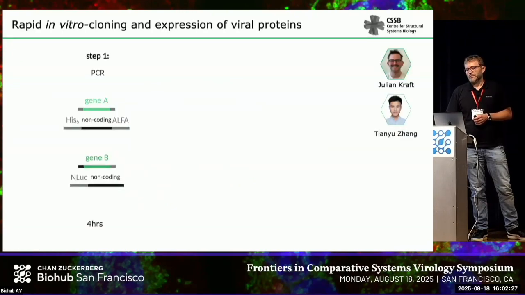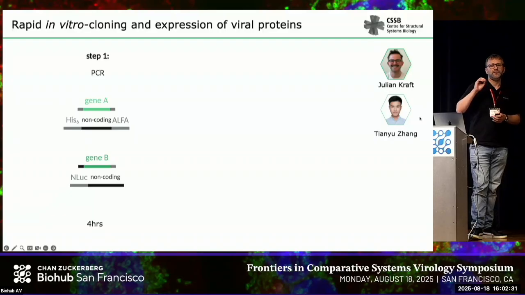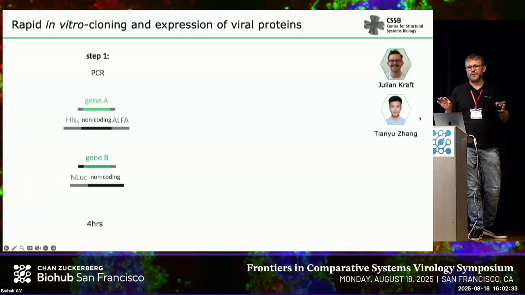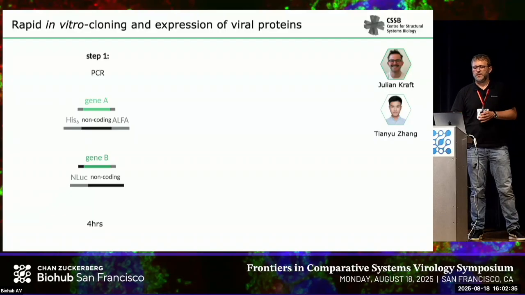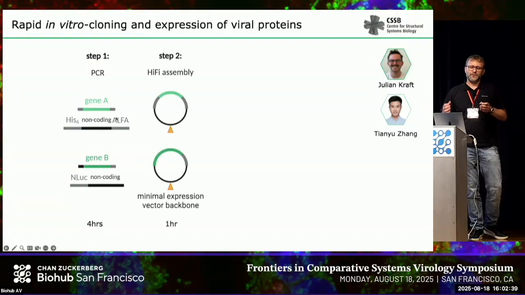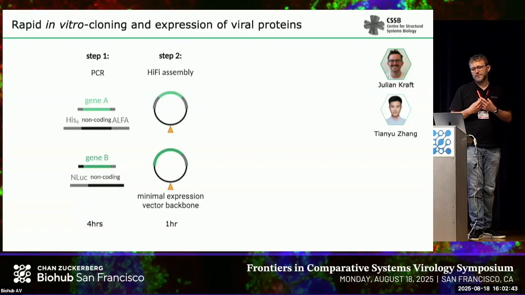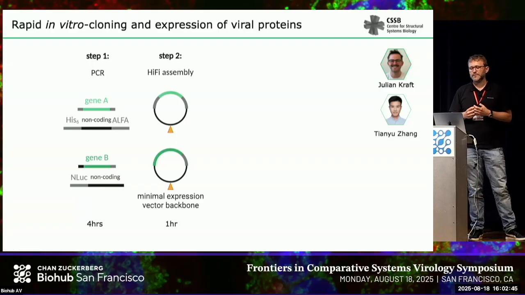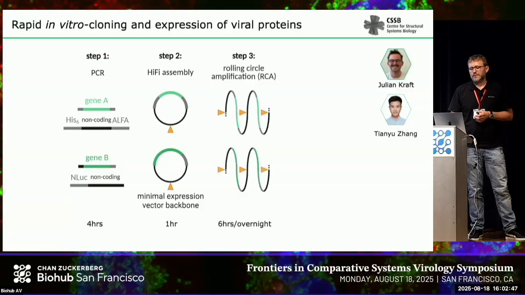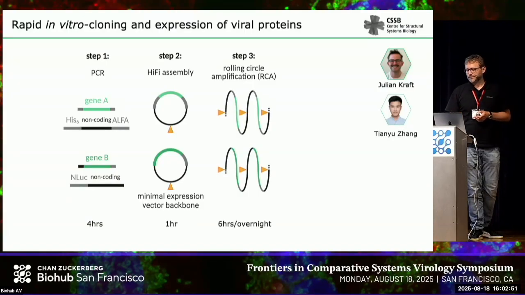So basically, Yulia and Tianzhu figured out a way of how to do this completely in vitro. So there's no E. coli involved anymore. We can go now just by PCR. That PCR is then HiFi assembled to the minimal backbone. This is basically just closing the whole thing into a plasmid with a few enhancer sequences in there. Then we do a rolling circle amplification step. This is also in vitro.